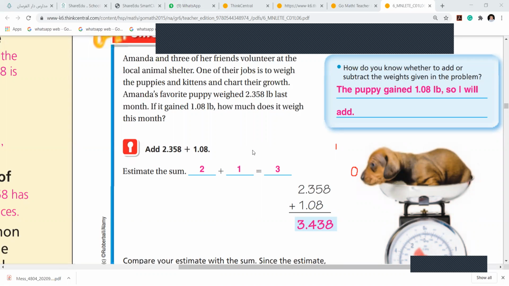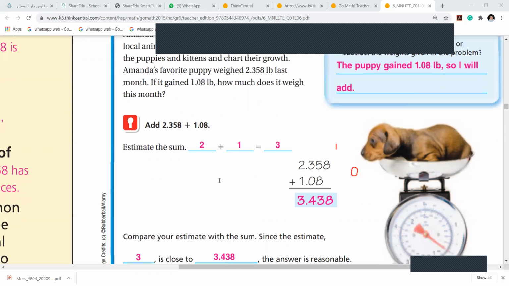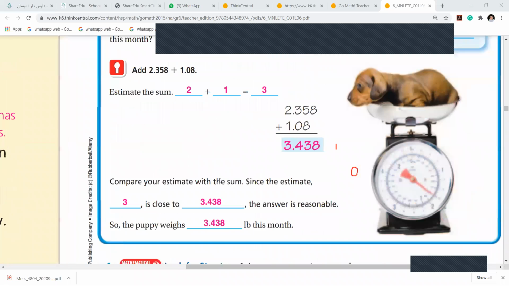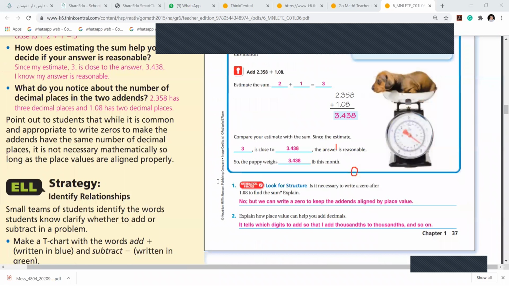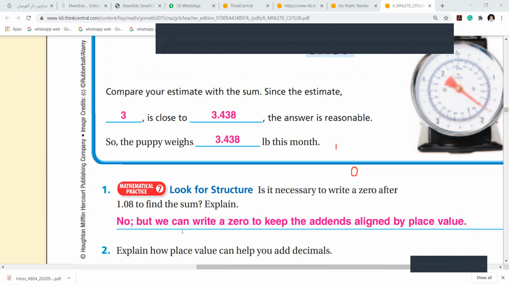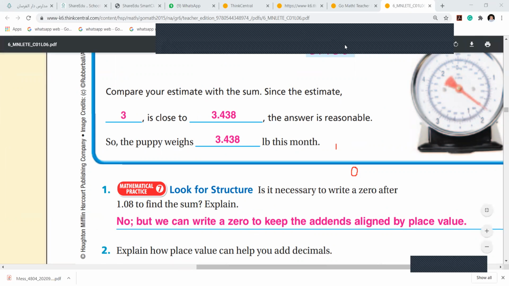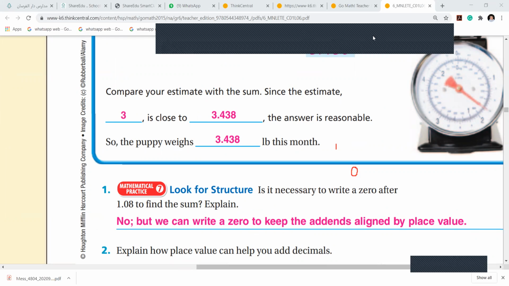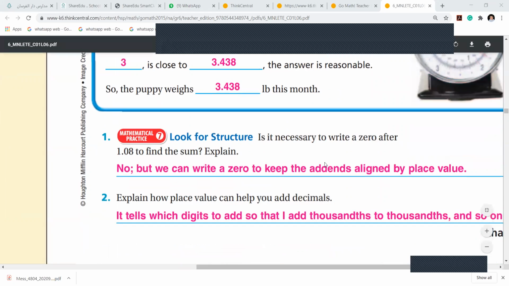Okay, so you understood that you have to add it? Yeah. Okay. Next question. I don't think you need to write. Is it necessary to write a 0 after 1.08? No, it's not necessary, but we can write a 0 to keep the addends aligned by place value. Sometimes you will not get confused if you put a 0 there. Okay, and that's the reason you can put a 0 there. Don't need to write, girls, just this was for understanding.